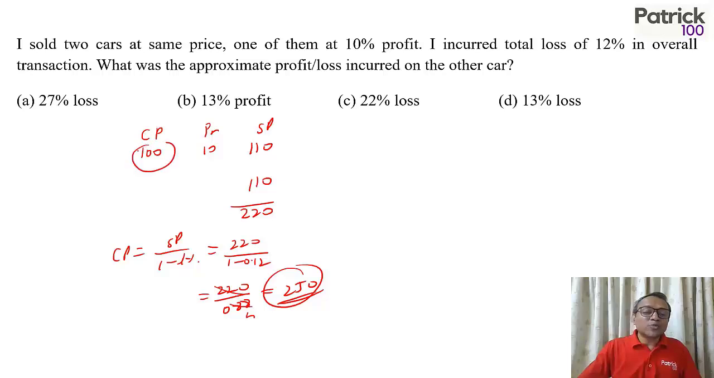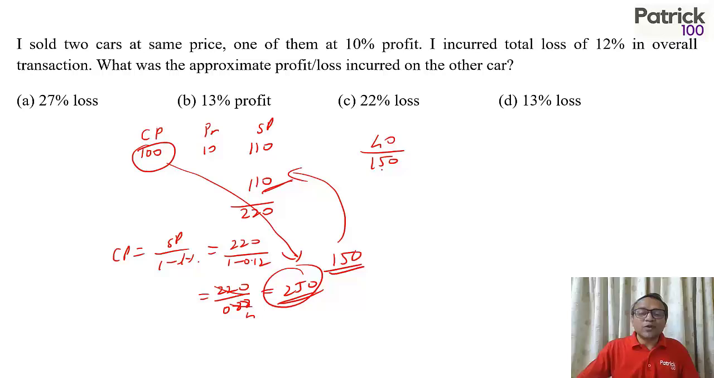From it, one cost price is 100, so the second cost price will be 150. So 150 cost price, selling price is 110. So loss becomes 40. 40 is the loss over 150 cost price. If you calculate this, you realize it is more than 25%. So it will be 27% loss, A option. More than 25% loss, so 27% loss. So you can calculate, you will get the answer.